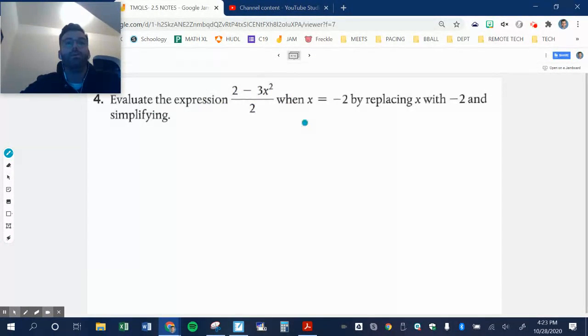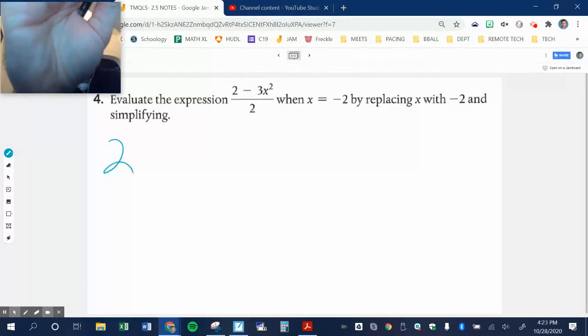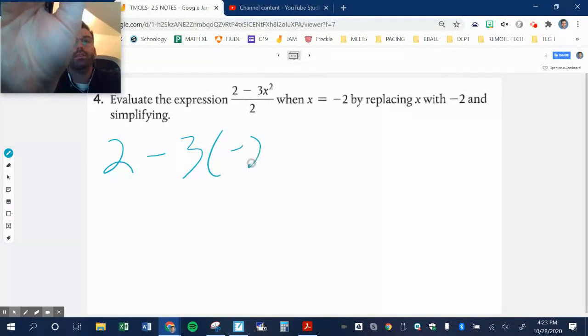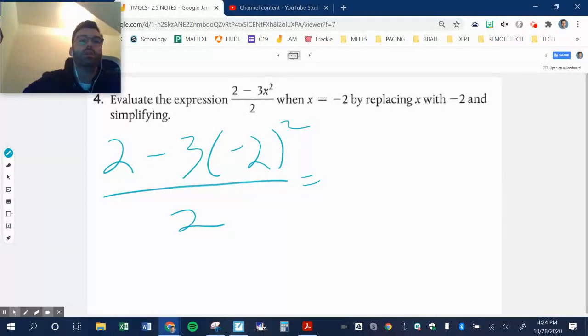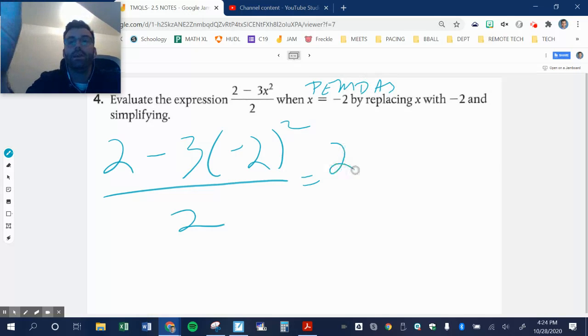Evaluate the expression 2 minus 3x squared all over 2 when x is -2 by replacing x with -2 and simplifying. Basically, what they're saying is input -2 in for x. So let's do that. 2 minus 3, -2 squared all over 2. Exponent first, PEMDAS, or parentheses first. Luckily, I don't have to actually do anything in my parentheses. I just raise it to the power.